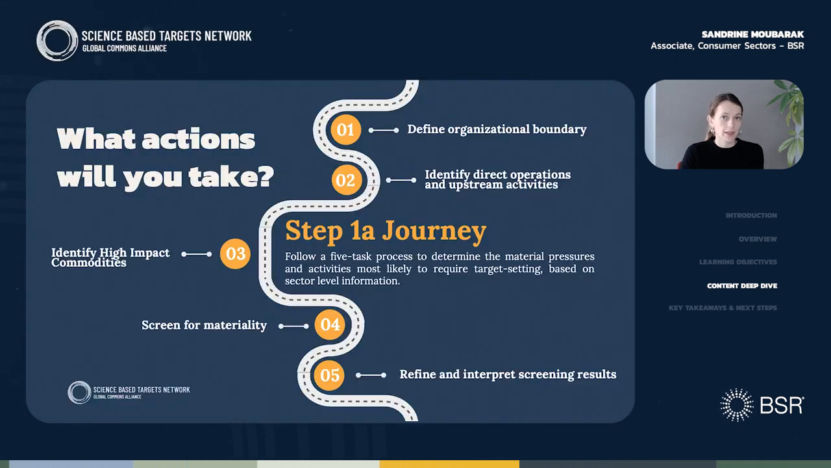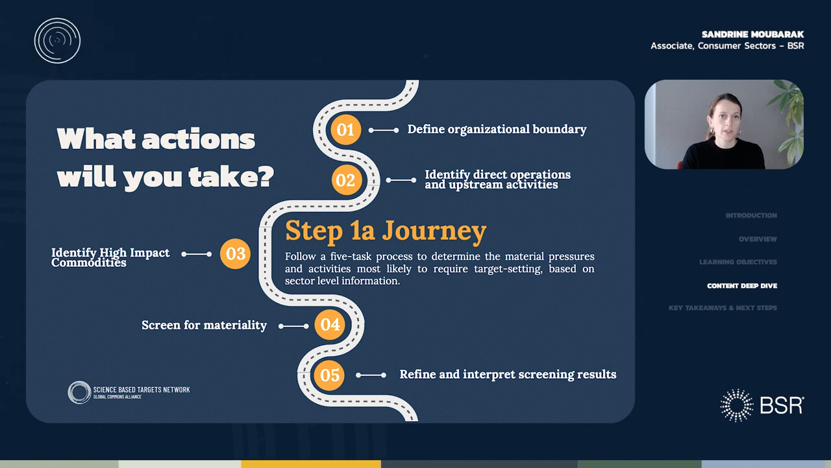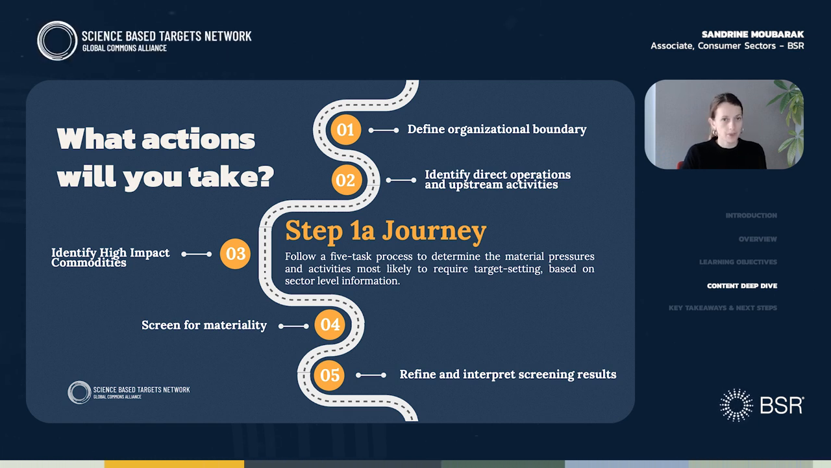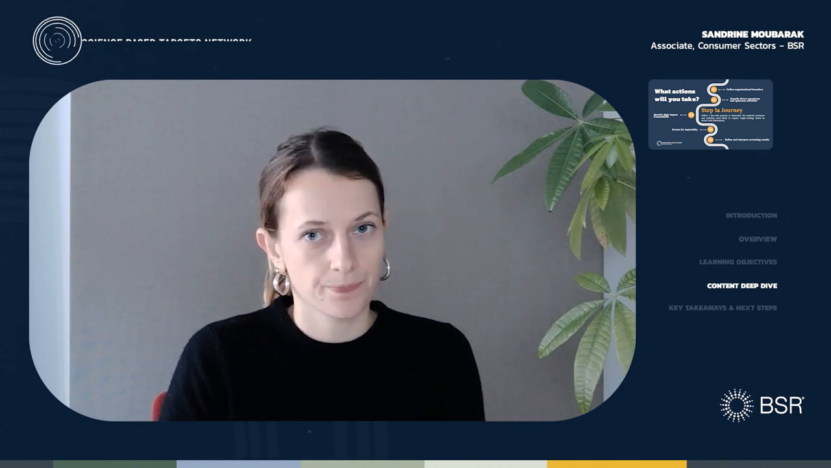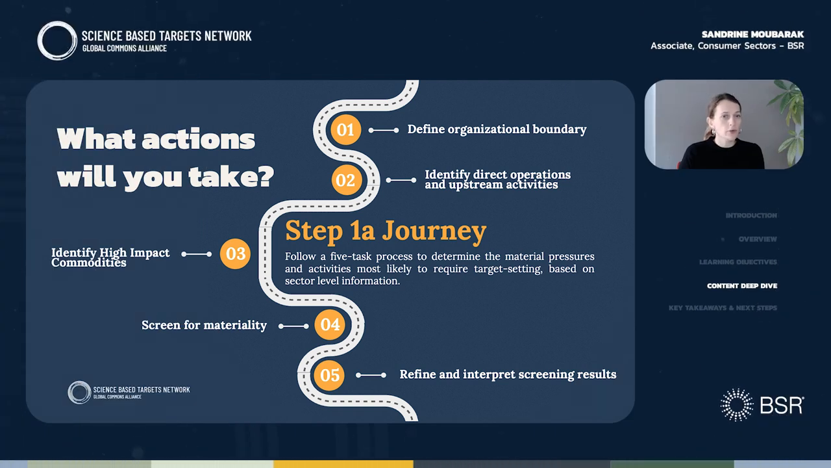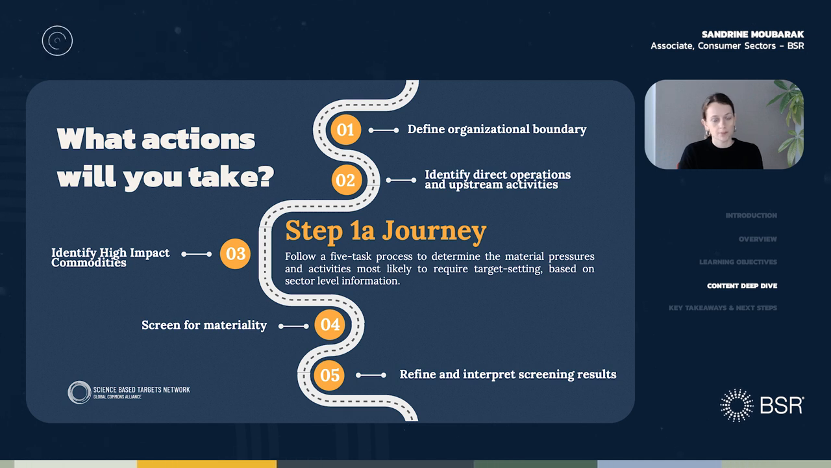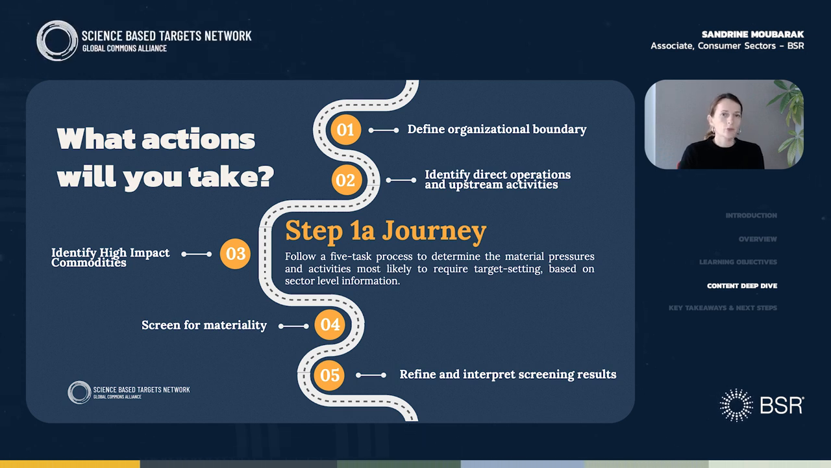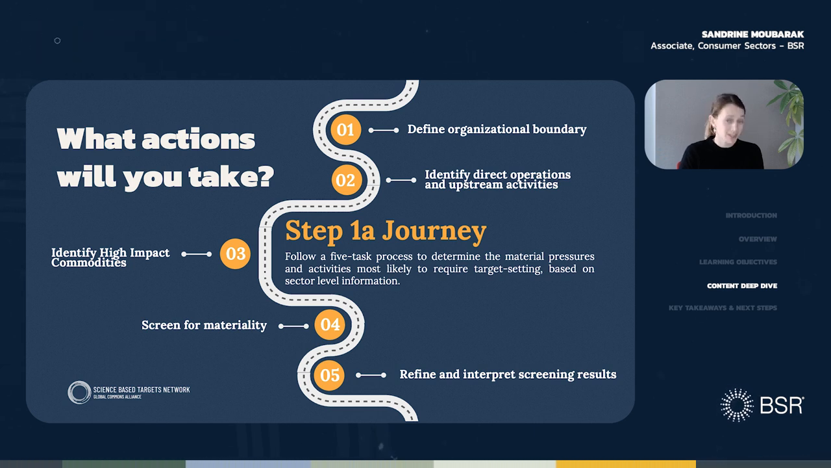Before we get into the details, I'd like to kick off by highlighting the 5 tasks you will be expected to do for Step 1A. First, you'll need to define your company's organizational boundary. After compiling all the relevant inputs needed for this step, you will need to identify all your direct operations and upstream activities, as well as high-impact commodities in scope for the SBTN process. This will allow you to run the materiality screening using the materiality screening tool for both your direct operations and upstream activities. After that initial screening, you may refine the results of the screening and gather supporting and justificative evidence for SBTN's validation team where needed.